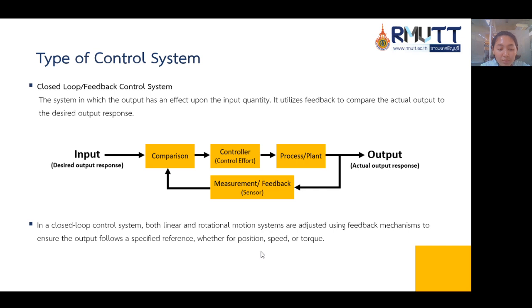In a closed-loop control system, both linear and rotational motion systems are adjusted using a feedback mechanism to ensure the output follows a specified reference, whether for position, speed, or torque.